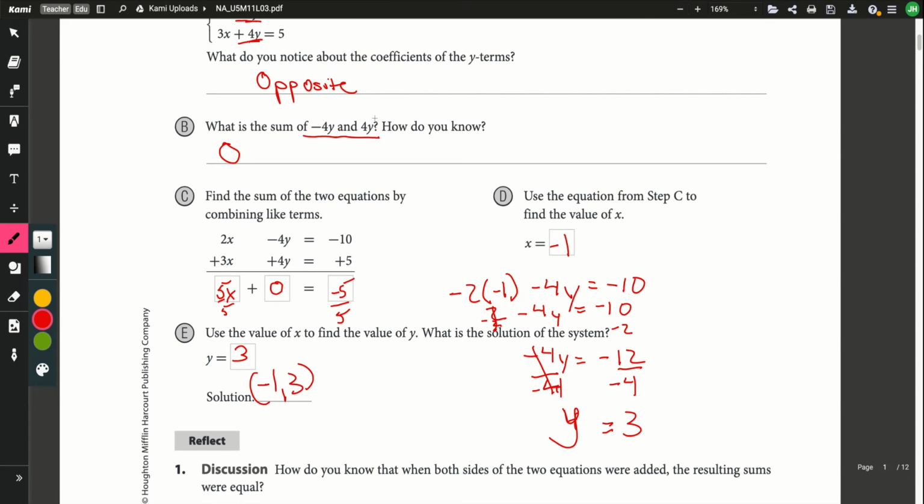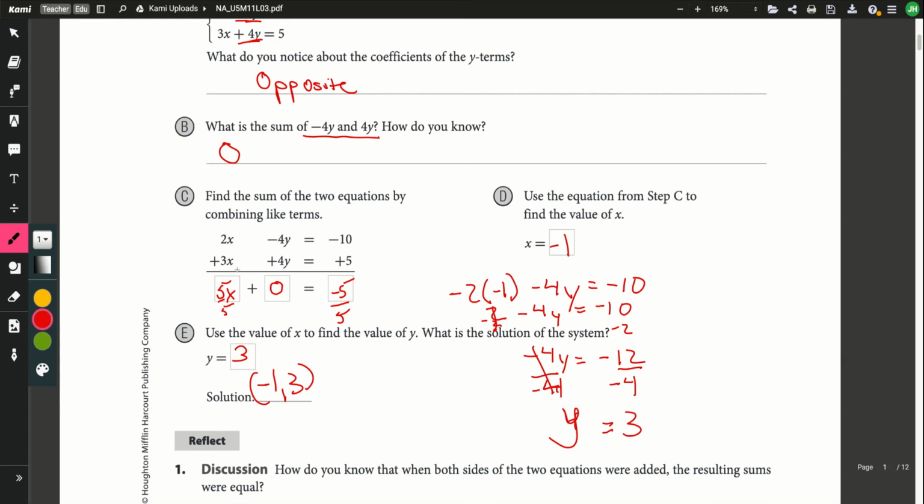You could check it by graphing. You could check it by plugging them into the other equation, right? 3 times negative 1 is negative 3. 4 times 3 is 12. Negative 3 plus 12 is not negative 5, or not positive 5. Oh, negative 3 plus 12. I made a mistake. This is why we show our work. Let's go back and look.